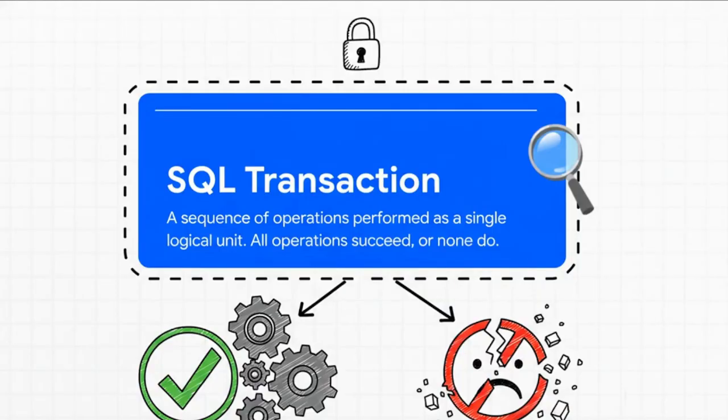And this is precisely where the SQL transaction steps in. It's the official tool for making that all-or-nothing promise a reality. It lets you bundle a whole group of database operations together, and you tell the system, hey, treat all of this as one single indivisible action. It either works completely, or it's like it never even happened.